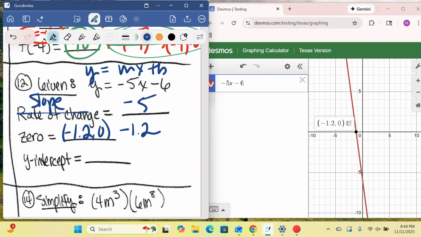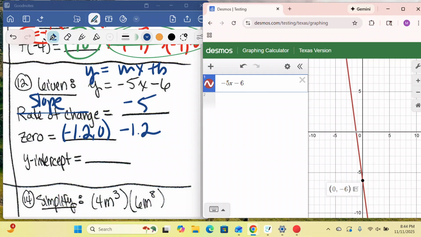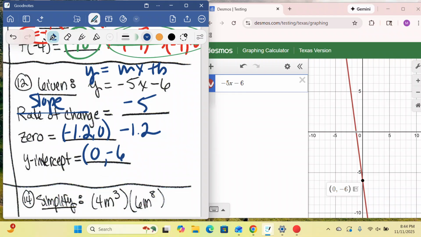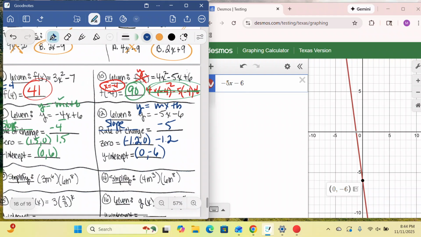If I want to find my y-intercept, all I have to do is unclick here. And I don't have to unclick it, but I'm going to see where it crosses the y-axis. And it's 0, comma -6. So again, that is my y-intercept, that is my zero, and that is my slope, rate of change.